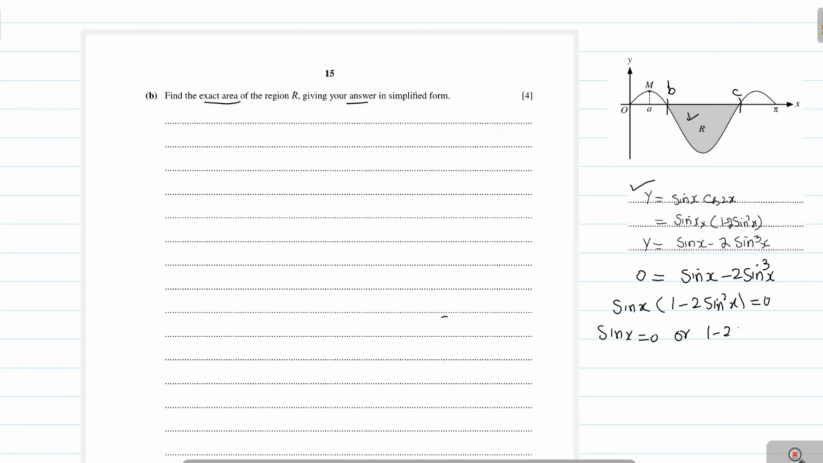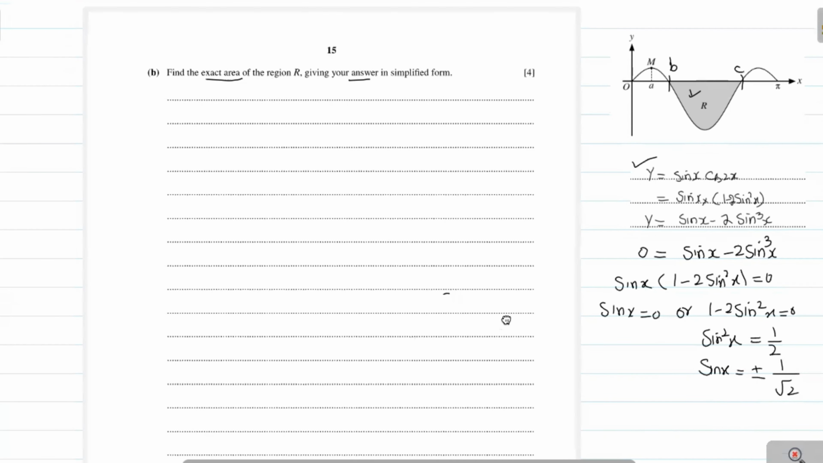1 minus 2 sine square x equal to 0. We can write sine square x equal to 1 over 2, and from this value 1 over 2, we can write sine x will be equal to plus minus 1 over square root of 2.